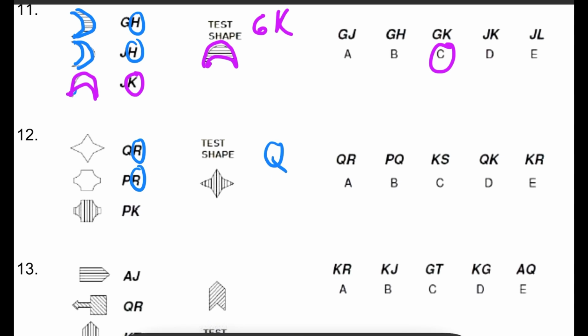These two both have an R as the second letter, and they are both white or unstriped. And then this one is striped, same as the test shape. The second letter here is a K, so we know the second letter here will be a K, QK, so the answer is D.